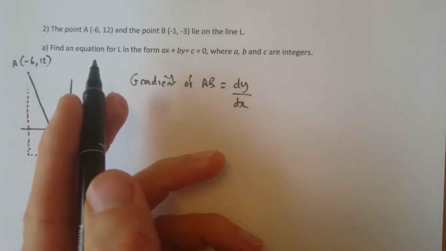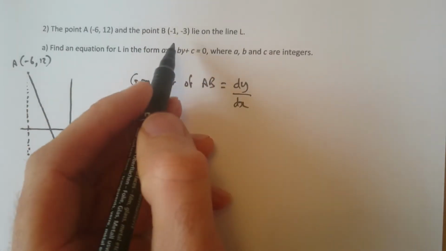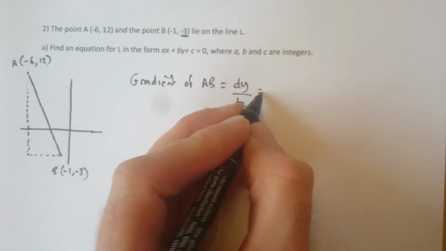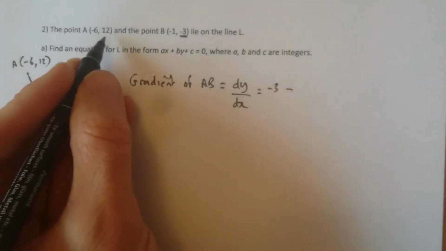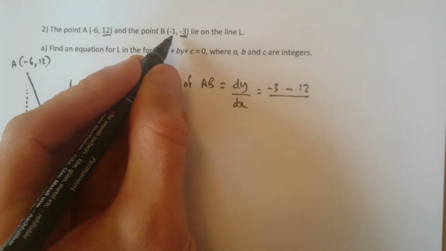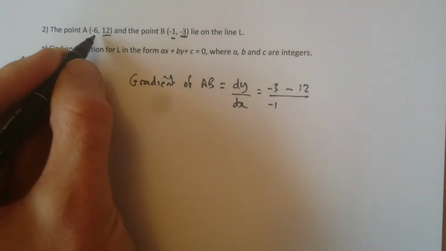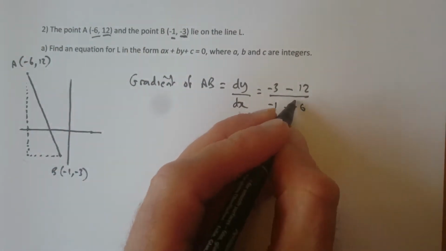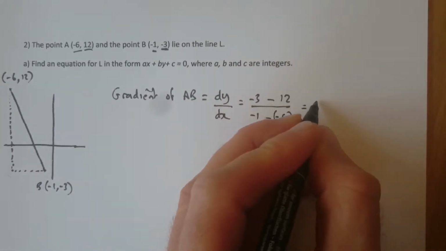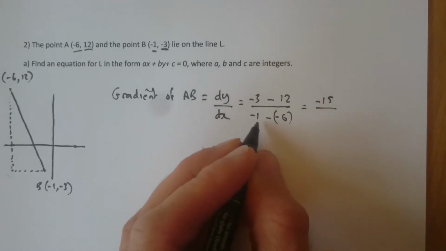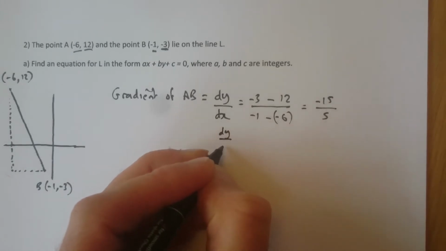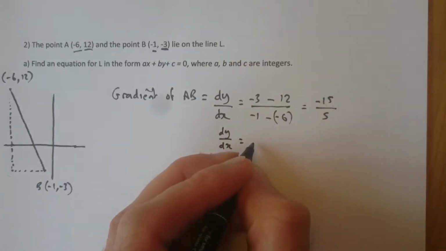So I want difference in y divided by difference in x. Now you can choose either point first as long as you're consistent. So I think I'll start with this point B, and I'll look at the difference in y, which is going to be minus 3 take away 12, and the difference in x is going to be minus 1 take away minus 6, negative 6, which is going to give us a value of minus 3 take away 12 is minus 15, and minus 1 take away minus 6 is plus 5, meaning that the gradient of the line between these 2 points is equal to minus 3.